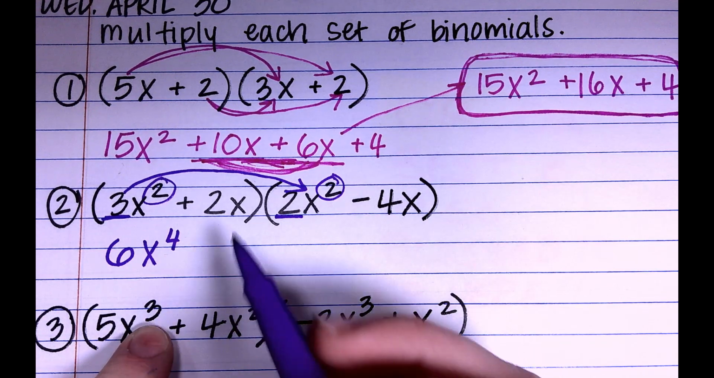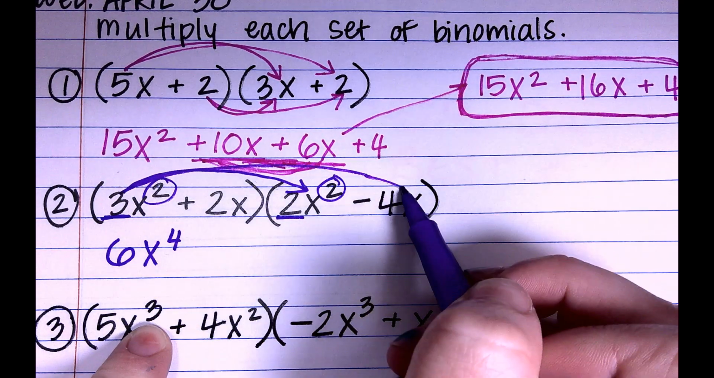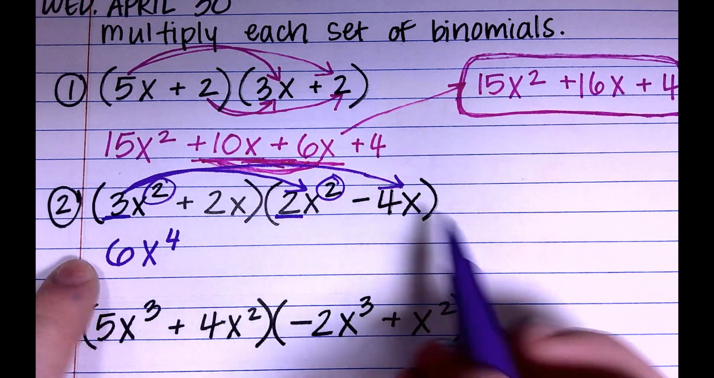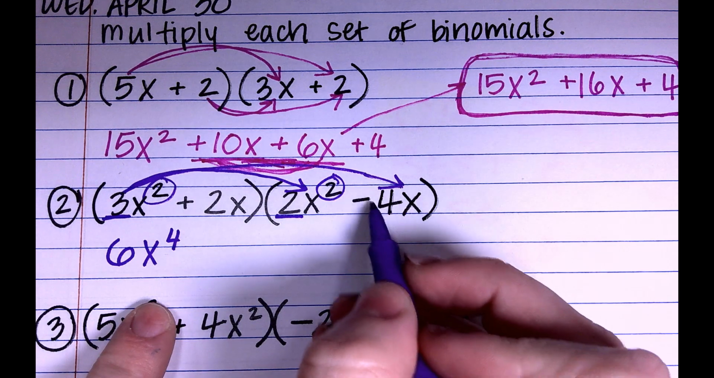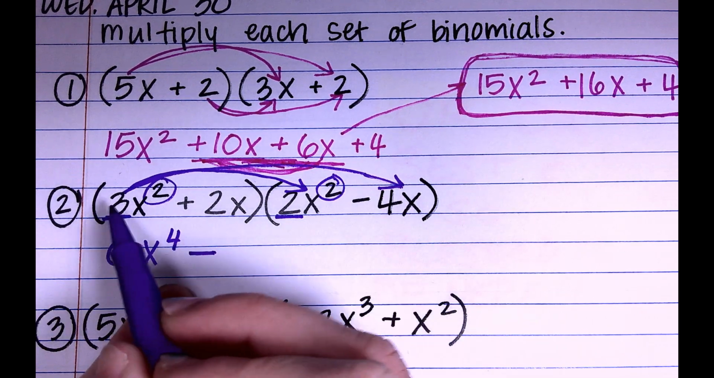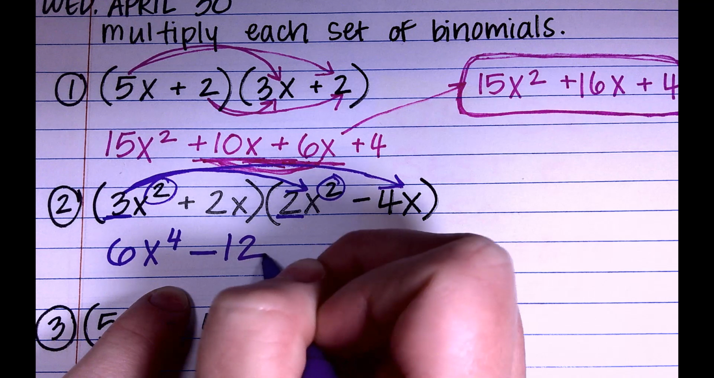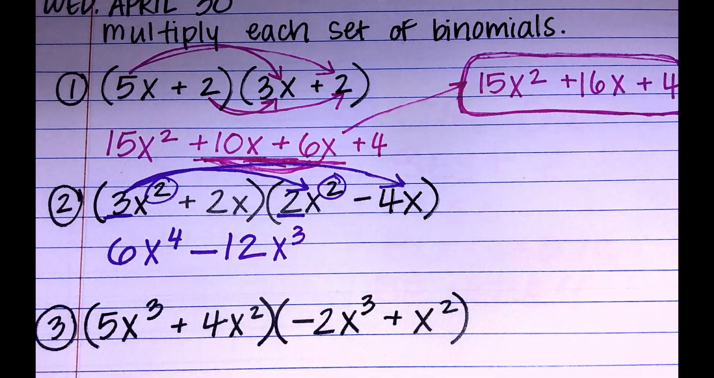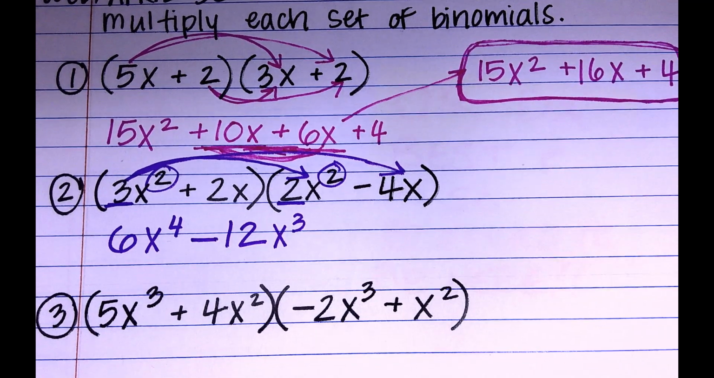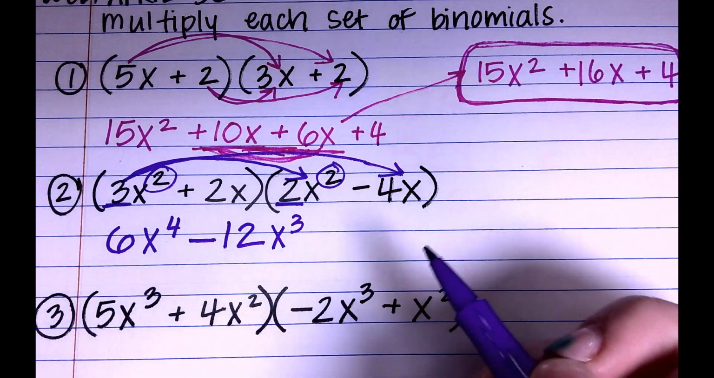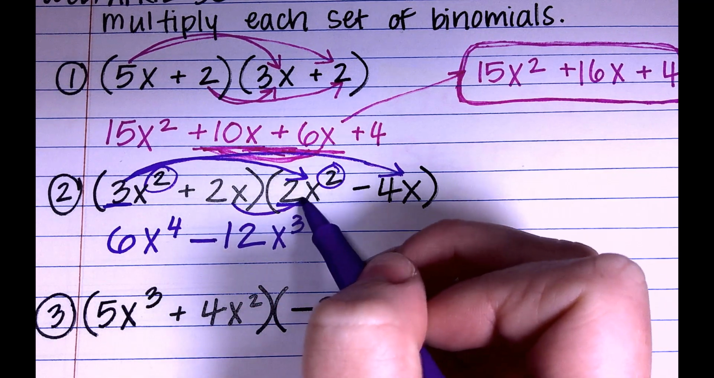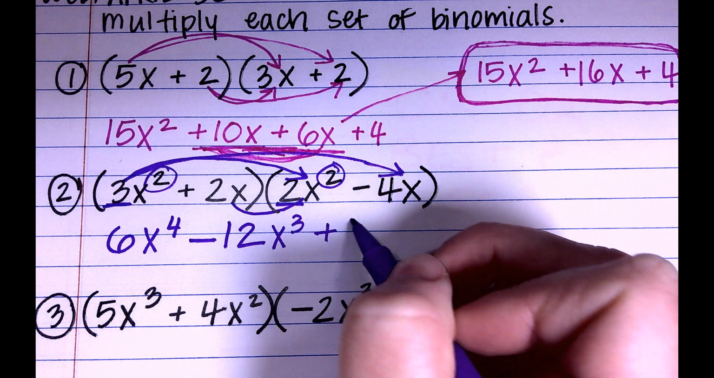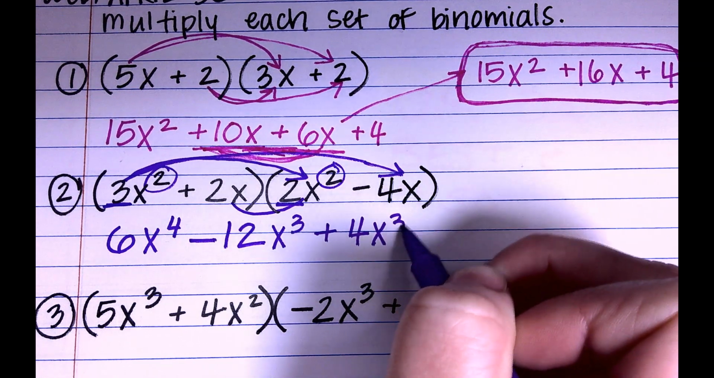What's our outer terms? 3x squared times negative 4x. 12x. Good. A positive and a negative. Go ahead and bring down that minus. 3 times 4 is 12. X squared and x to the 3rd power. Good. All right, what are my next terms I multiply? 2x and 2x. Good, 2x times 2x to the 2nd power. Yes, 4x to the 3rd power.